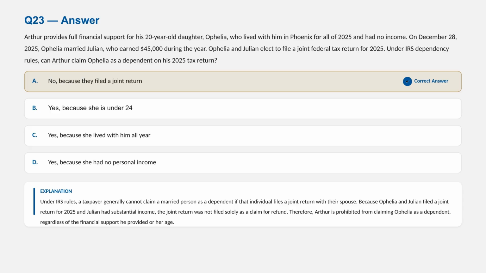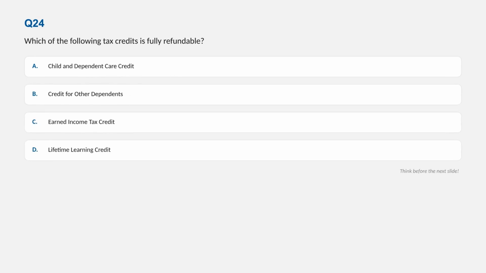Great, now let's move to our next question. Alright, let's move to question 24. Which of the following tax credits is fully refundable? A. Child and dependent care credit. B. Credit for other dependents. C. Earned income tax credit. D. Lifetime learning credit.